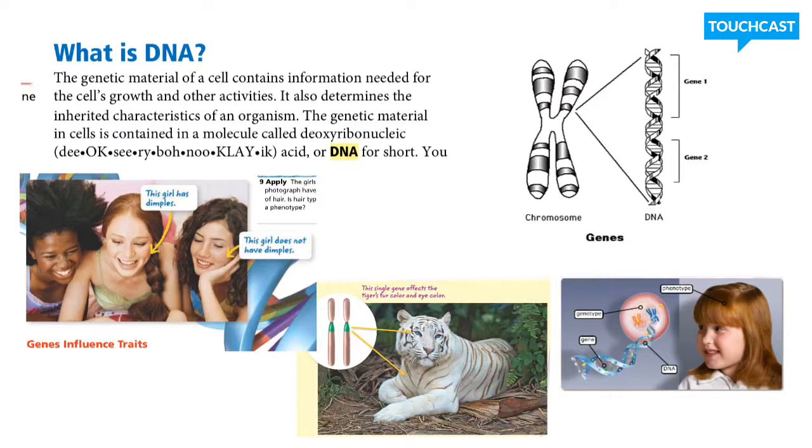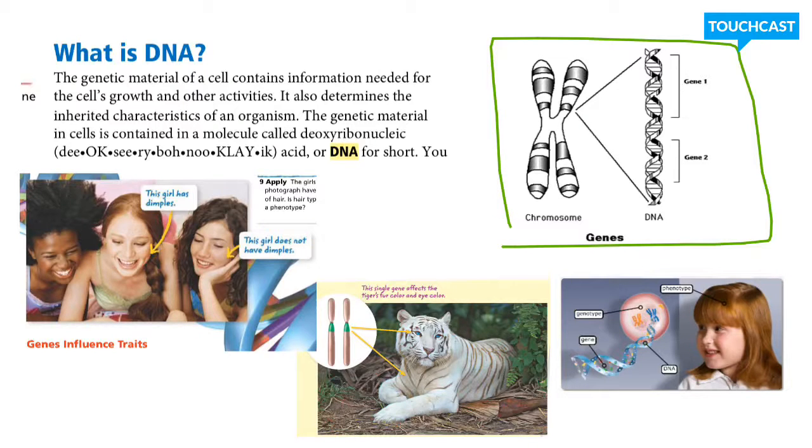So just to review, genes influence our traits, like these girls in the picture. One girl has dimples, one girl does not. One girl has traits for dimples. Over here we see a gene that affects the tiger's fur color and eye color. And just remember to also draw this in a notebook. We're going to talk about all this more in class and get more detailed.